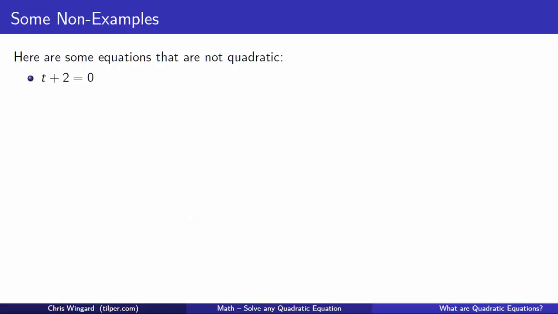Here are some non-examples. So these equations are not quadratic equations. T plus 2 equals 0. Why is that not quadratic? Well, it's because there's no quadratic term. Remember, we have to have a quadratic term to have a quadratic equation.